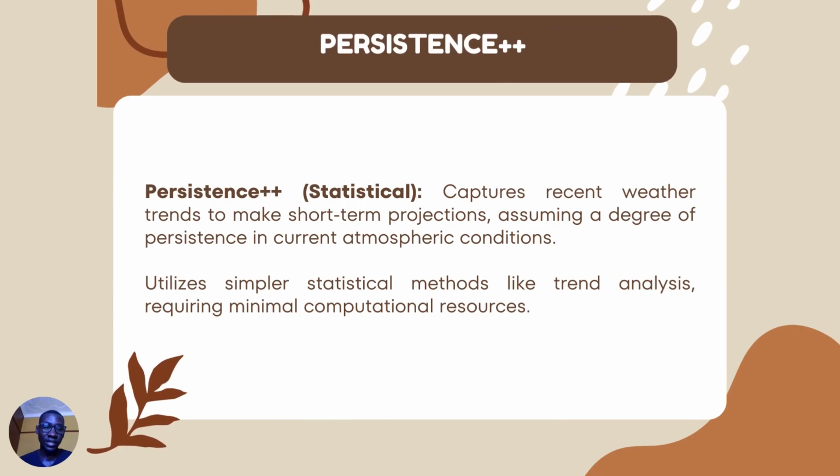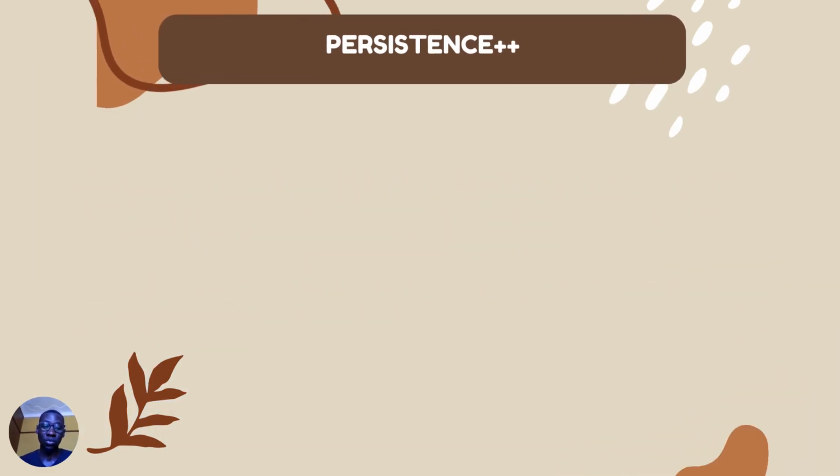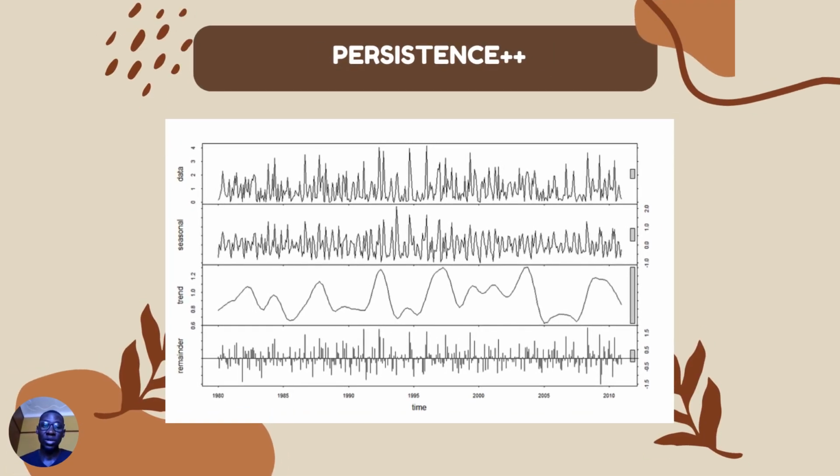What is persistence? Persistence is also statistical. It captures recent weather trends to make short-term projections, assuming a degree of persistence in the current atmospheric condition. It utilizes simpler statistical methods like trend analysis, requiring minimal computational resources. Basically, this is a visualization of when they used this model for the data for their findings.